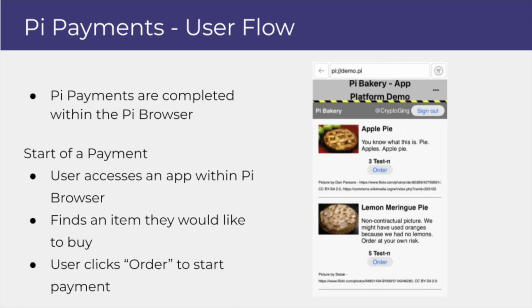So now we'll begin the payment flow. I'm looking at the application, and I want to buy an apple pie. All I do as the user is click order. And once I click order, then the payment flow changes.